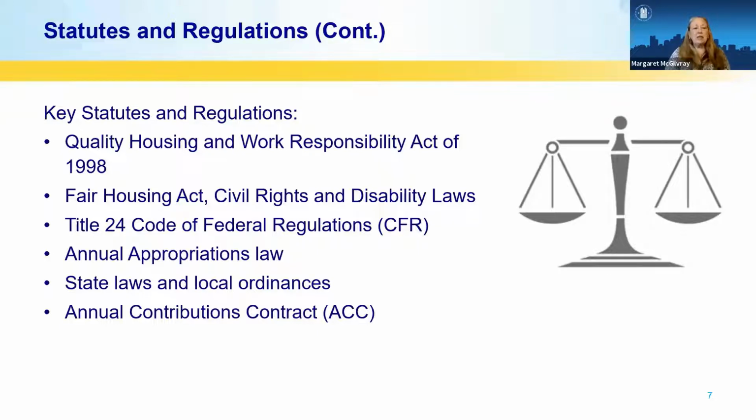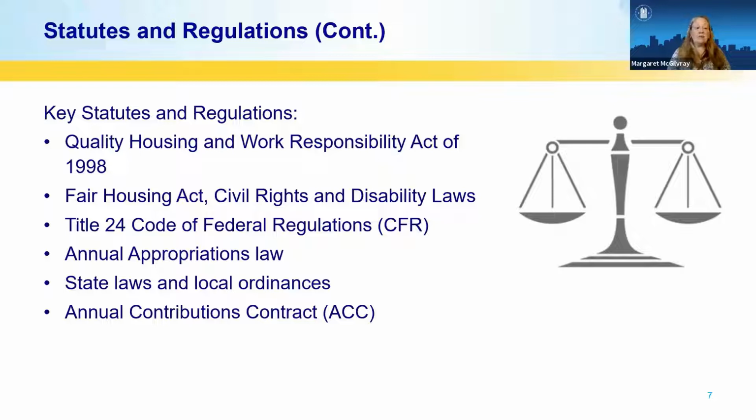Some of the changes that occurred during QHWRA included required community service for public housing. So for those able-bodied individuals who live in public housing, they have to give back a certain number of hours in community service. It also established a flat rent option in public housing, for those families and individuals that reach a certain income level where 30% of income is getting higher and higher. They can choose a flat rent option, which is also much easier for the housing authority to administer.